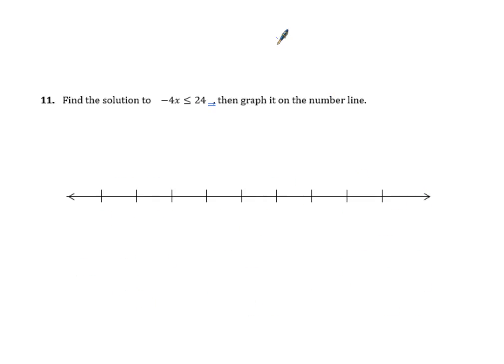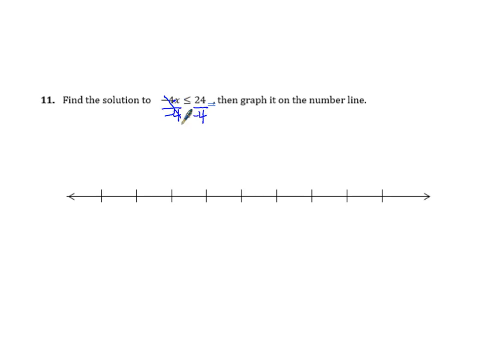In number 11, it asks us to find the solution to the inequality negative 4x is less than or equal to 24, and then we need to graph it on the number line. So you first need to just solve for x here like we've been doing in this entire study guide. So negative 4 is being multiplied by x here. Our goal is to get x by itself. The opposite of multiplying by negative 4 would be dividing by negative 4. So we're going to do that on both sides.